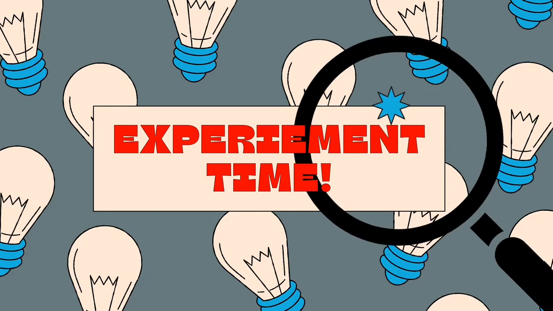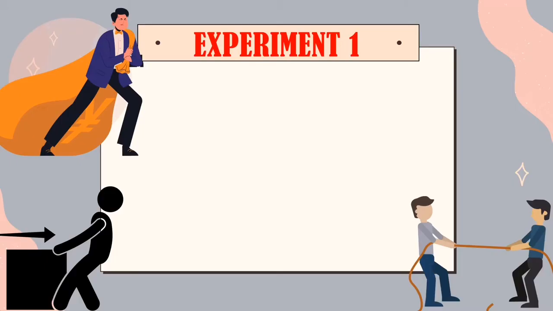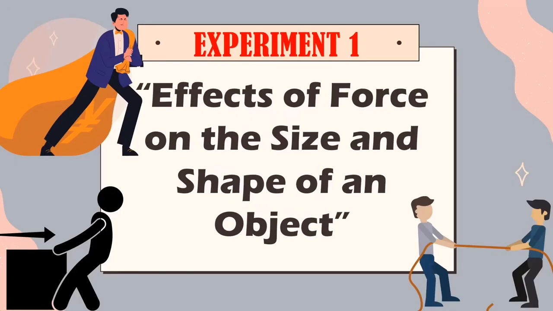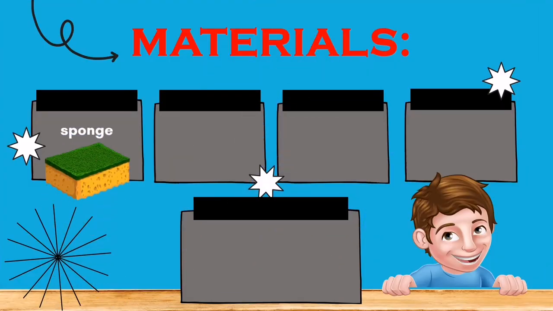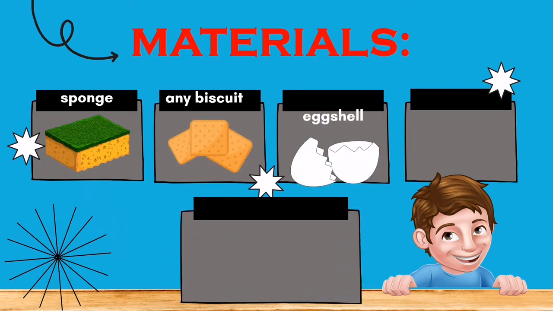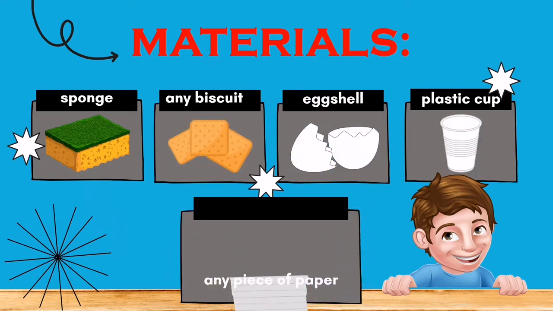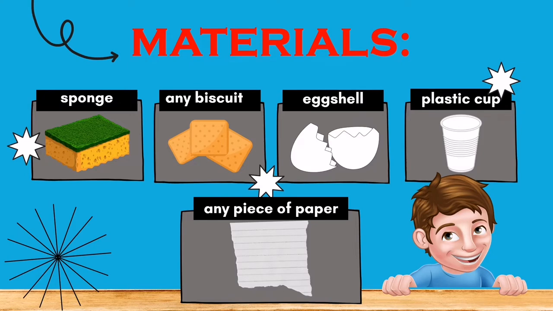Now let's have our experiment time. We are going to experiment on the effects of force on the size and shape of an object. Are you ready? Let's get started. Here are the materials that you are going to prepare. You may replace these with other materials available at home. You may also ask the help of your parents or guardian or any adult member of the family if needed. Good luck!